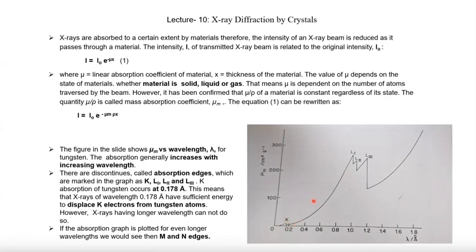Here is a discontinuity, and also here is a discontinuity. And this discontinuity, we call it an absorption edge. So this is the K absorption edge, this is the L absorption edge.